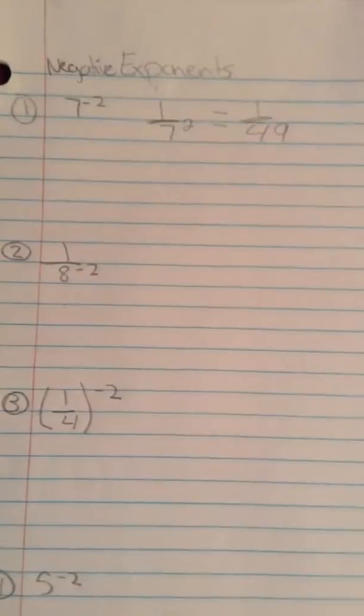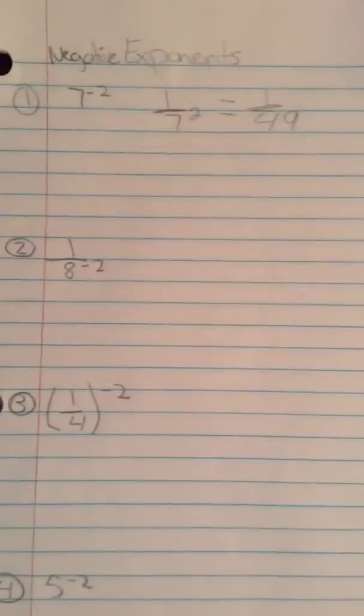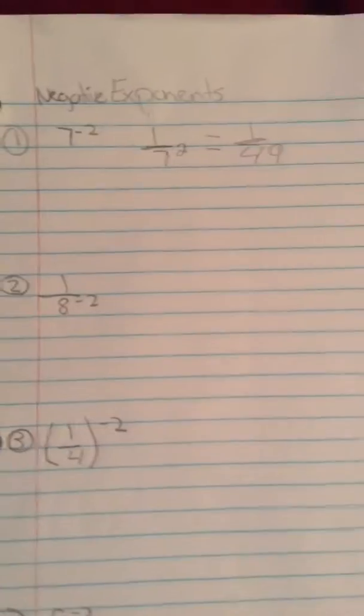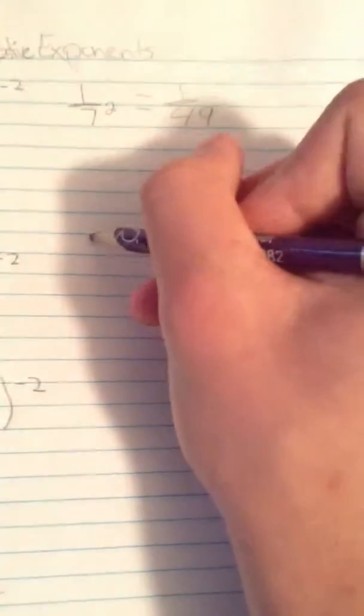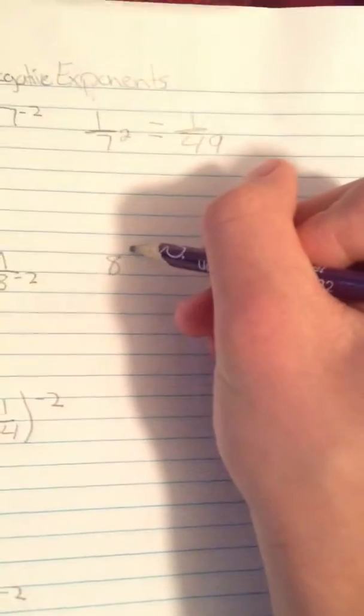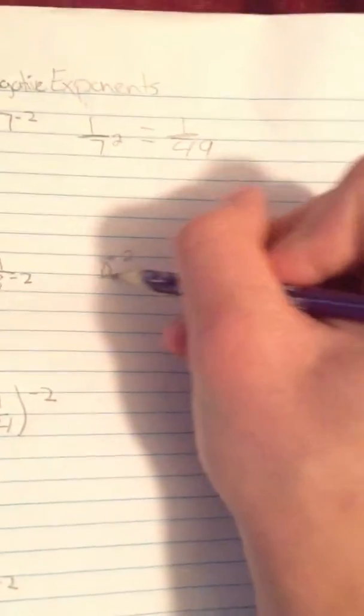Number 2 says 1 over 8 to the negative second power. Just like number 1, you have to flip it, and that exponent becomes positive. So we flip the 8, so the 8 goes in the top, and that 2 stays with the 8, and that 1 goes in the bottom. So 8 to the second power is 8 times 8, and that's 64 over 1, and that simplifies, it's just 64.